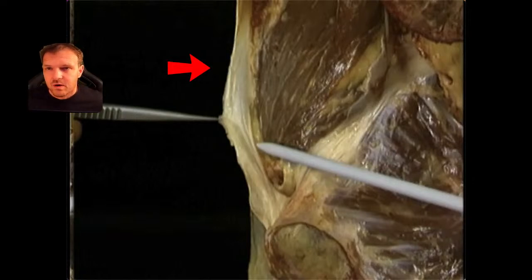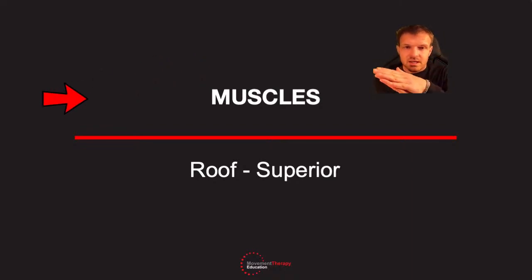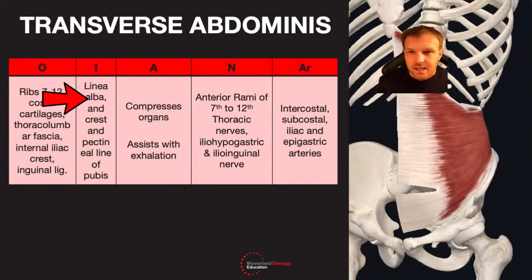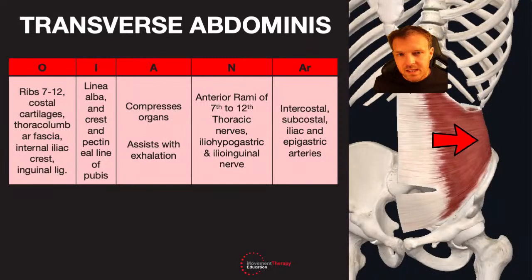So let's go back to our PowerPoints. We'll start to add on the muscles. So the muscles form the roof of the canal coming through. Okay, so we're going to have a look at those. This is the transverse abdominis. So you can see the direction of the fibers is across the body and it's in the abdominal region. So hence why it's called transverse abdominis. It's more muscular here and then more tendinous here.